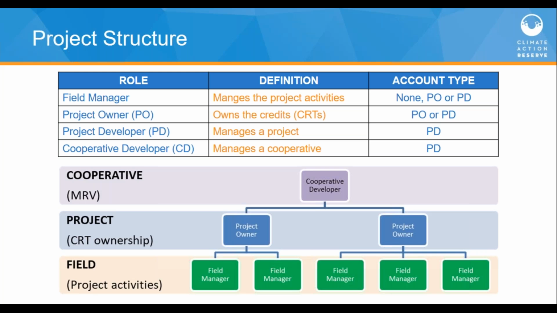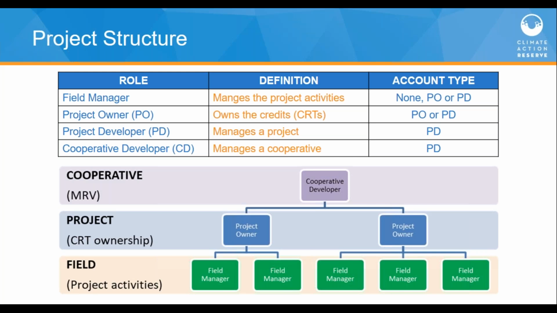There will be a field manager, who is the entity that's actually managing the project activities. The project owner would be the specific entity that would own the greenhouse gas emission reductions, the carbon credits. The project developer would be the entity managing the actual project, so they are managing all the monitoring, reporting, and verification required with the protocol. And similarly, the cooperative developer would be that entity at the cooperative or aggregate level.